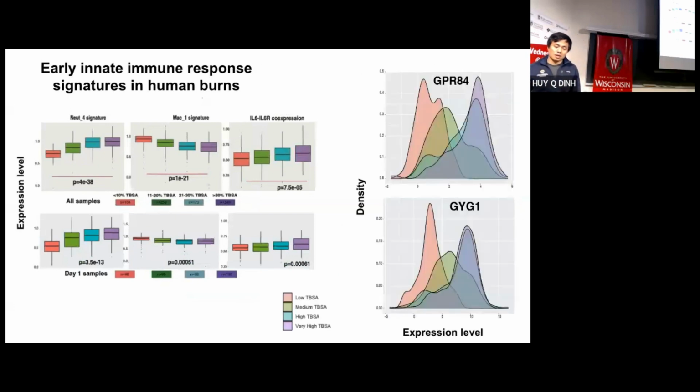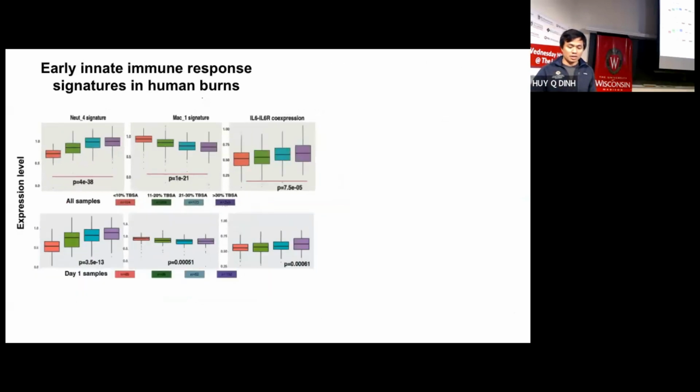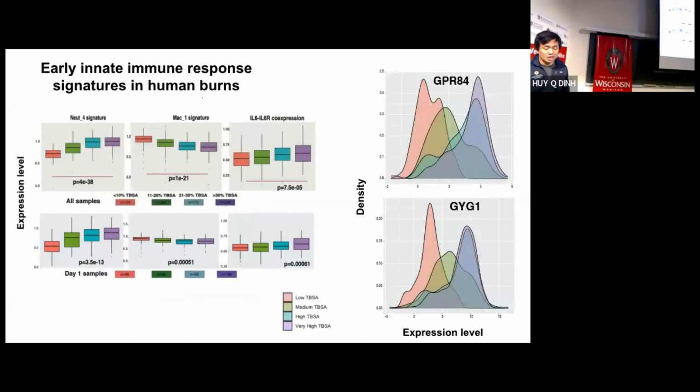And this is still the signature, right? Each of the signatures here is about 10 genes or so, so we still want to see if we can identify the specific genes. One of the genes we found is ZPR84. You can see here, ZPR84 is much higher in the burn patients who have the high or very high total body surface area level, and it's low here. ZPR84 is well studied in the neutrophil, so we are trying to follow up now. We also identified a lesser known gene called ZYZ1. We have a similar pattern.